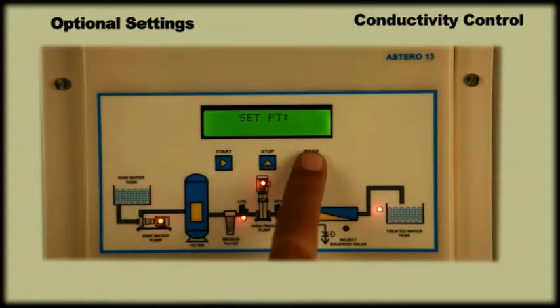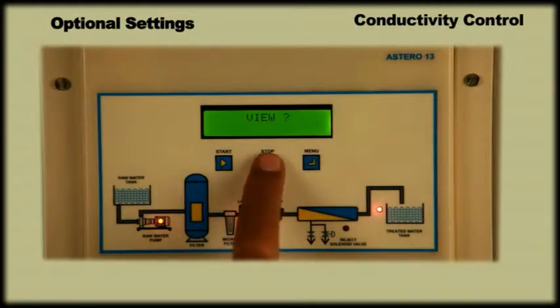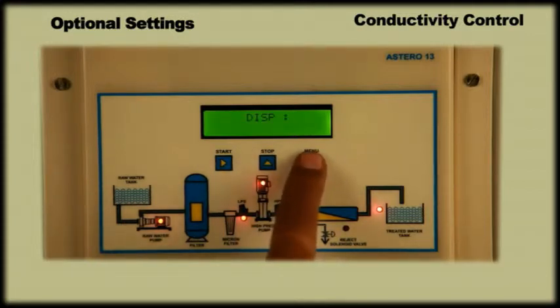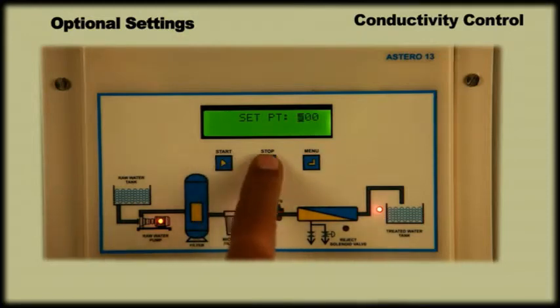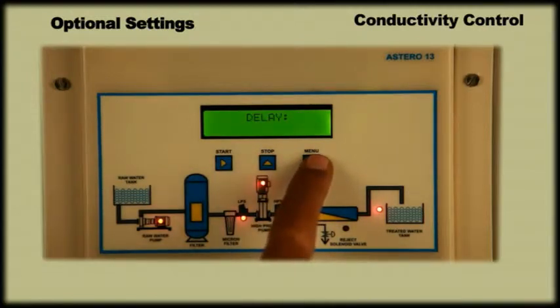How to program the set point? Press menu key and then press stop key until the display shows conductivity and TDS. On pressing the menu key thrice, the display will show set point. Press menu and it will show a previously set value. You can set the required value using start and stop keys. After setting the value, press Menu. The display will show delay time in seconds. You can change the time using Start and Stop keys. Keep pressing Menu button to exit.